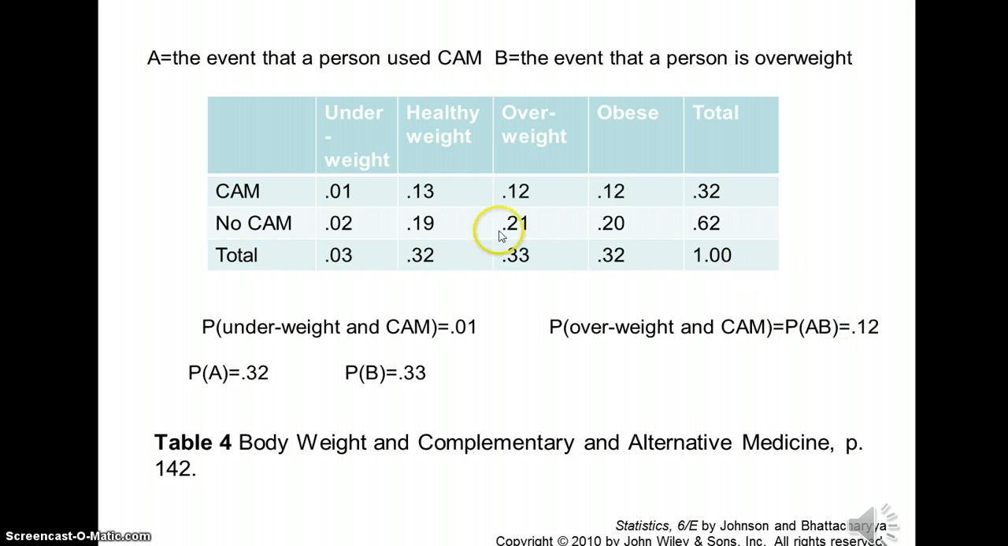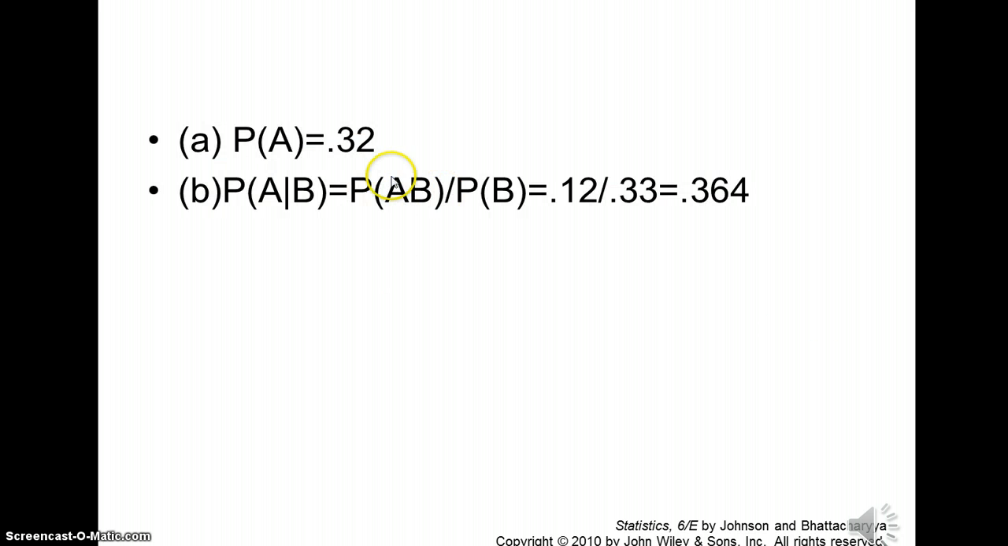And what is 0.33? 0.33 is the probability of B. So how do we get the probability of a selected person who used the CAM, given that we already know the selected person is overweight? That's 12 out of 33. Okay, so we use the formula P(A and B) divided by P(B). So that's how we get this formula, P(A and B) divided by P(B) here.